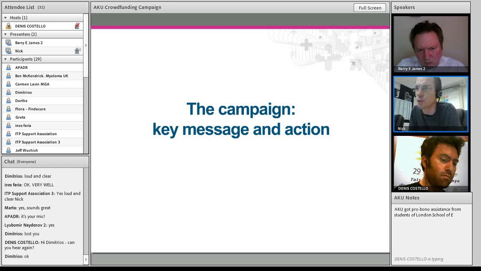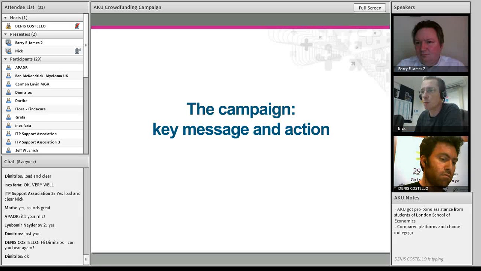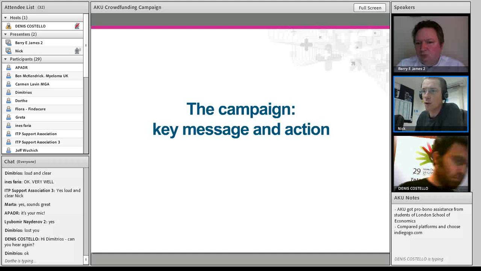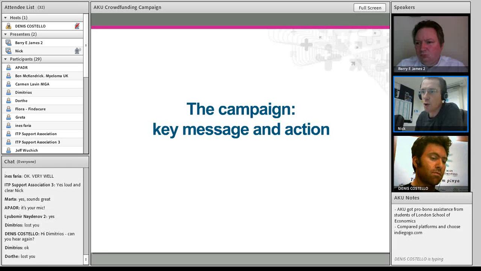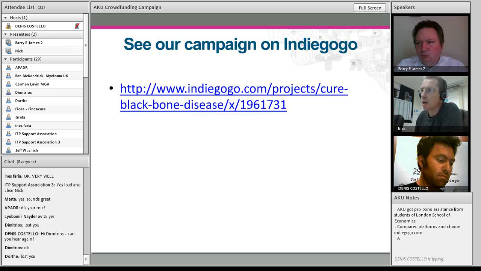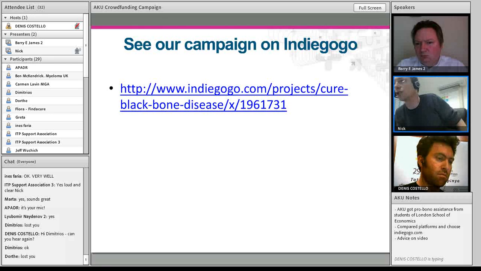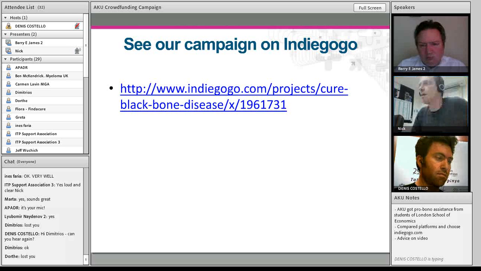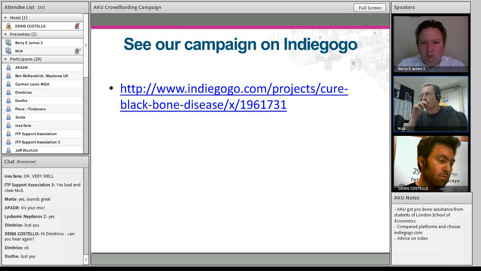The first was the recommendation on the platform. So they looked at a whole bunch of platforms, okay? And they recommended for us to use Indiegogo, because they said this was probably the one with the best functionality. The fact that you can also keep what you raise, so you don't have to necessarily hit a target, is good. And it's also very well known, etc. So that's the one that we went for. And then they gave us advice on the video and the perks and all these different things. So this is our campaign. If you click on that, it should lead you to the page on the Indiegogo website.